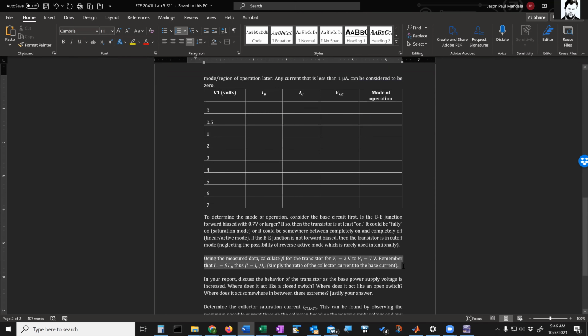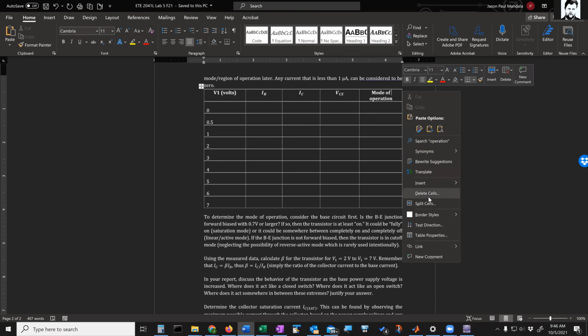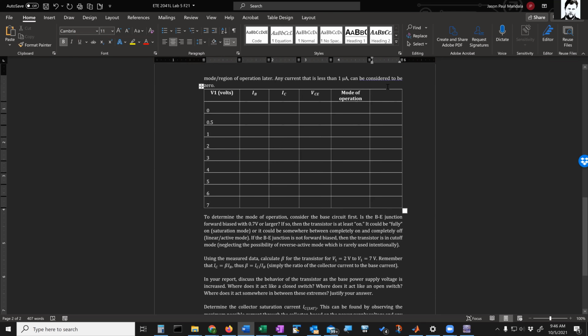Okay, so using this data, calculate beta. Yeah, so that's what I've been doing. So I probably should have already done it in here, but you can insert another column to the right or something, and then put a calculated beta value here. So all you have to do is take IC divided by IB. That's probably best done in Excel or something. Just take the collector current divided by the base current, and then you can have a beta for each of these data points.